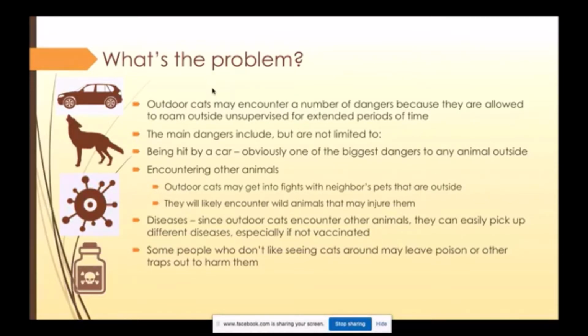And while this is not the right thing to do by any means, some people do try to leave traps or poison out for these cats so that it will end the problem in their mind. But obviously, that's inhumane and it hurts the cat, but it still is a hazard for people to think about before they just let their cat outdoors unsupervised. There's lots of dangers, and there's no real way to know what your cat might encounter while it's outside.